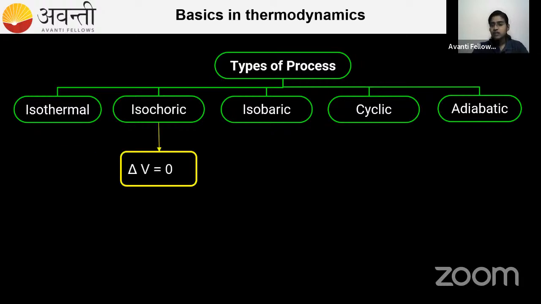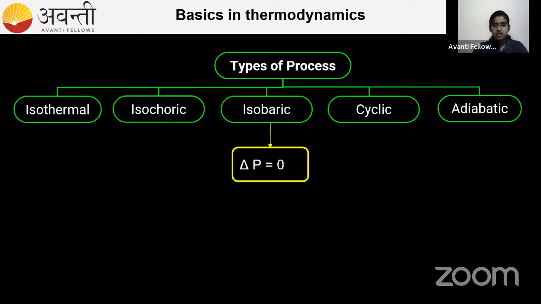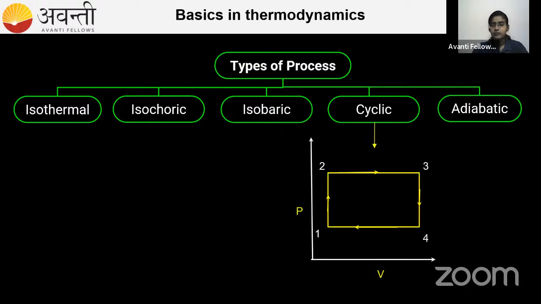So delta V will be equal to 0. And for the isobaric process, delta P is equal to 0, because here pressure is constant. And for the cyclic process, both initial and final state will be the same. You see here, for a cyclic system, the initial point is 1 and the final point is also 1. So everything remains constant there.